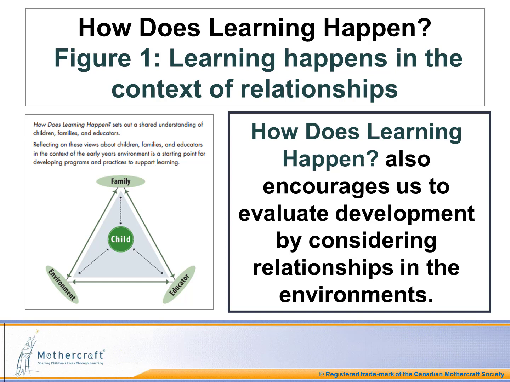Reflecting on these perspectives and environments are great starting points when developing programs and thinking about practices that support well-being and development, particularly from a strength-based approach. As you can see, there was a strong connection between the ecological model and the concepts outlined in How Does Learning Happen. Both approaches recognize the dynamic connections between individual educators, the families, and the environment in which they live, and their impacts on the child.